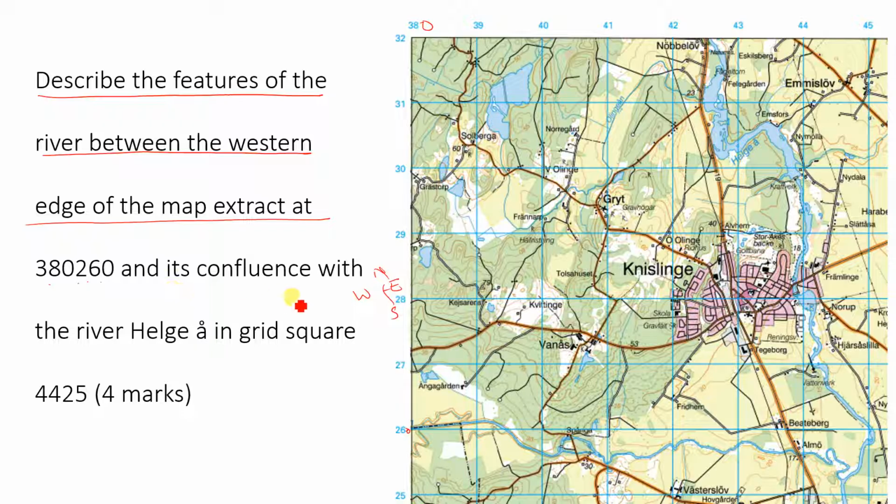And its confluence with the river Helge. So this is the confluence here, because this is river Helge coming downstream. So this is river Helge. So this is the confluence. Now, in grid square 4, so 4 marks again. So the first thing you see, this river is not moving straight. So the first thing I'll write is, you see, it's not straight. There are meanders.